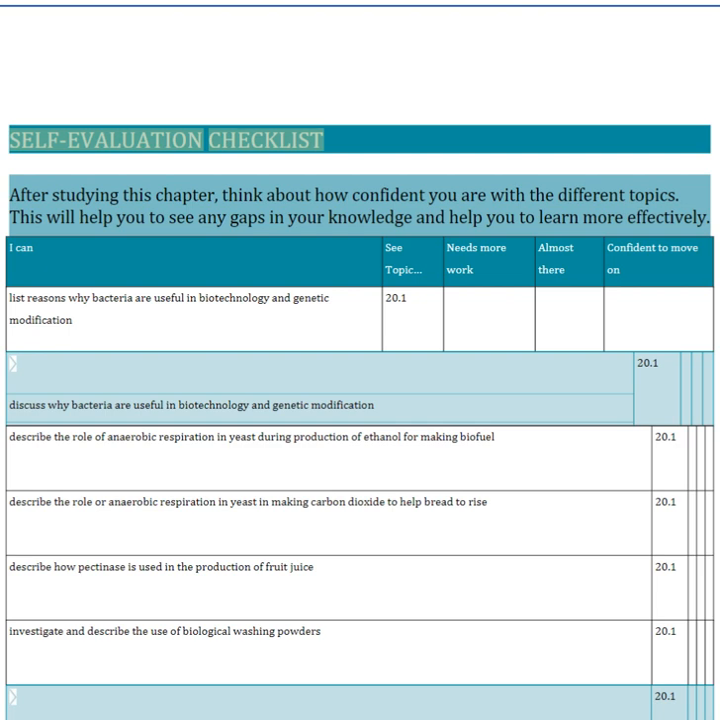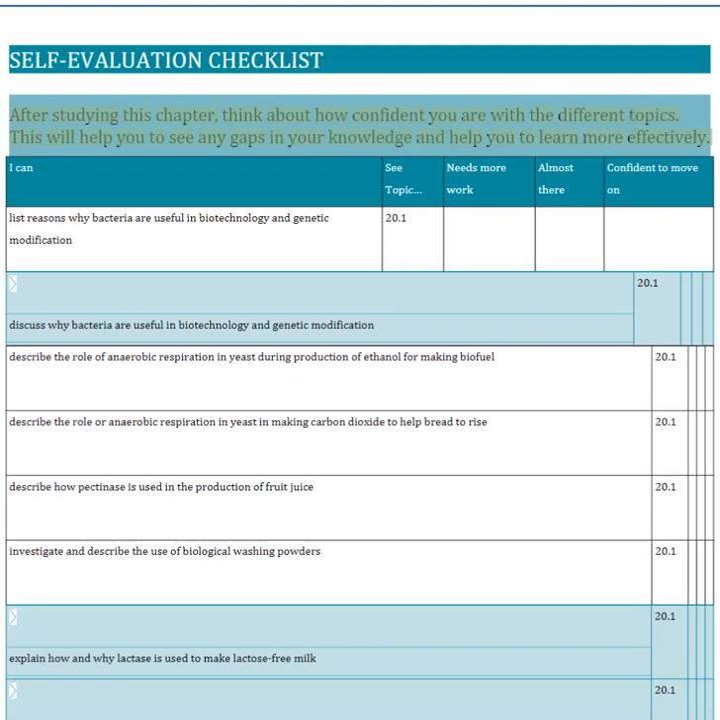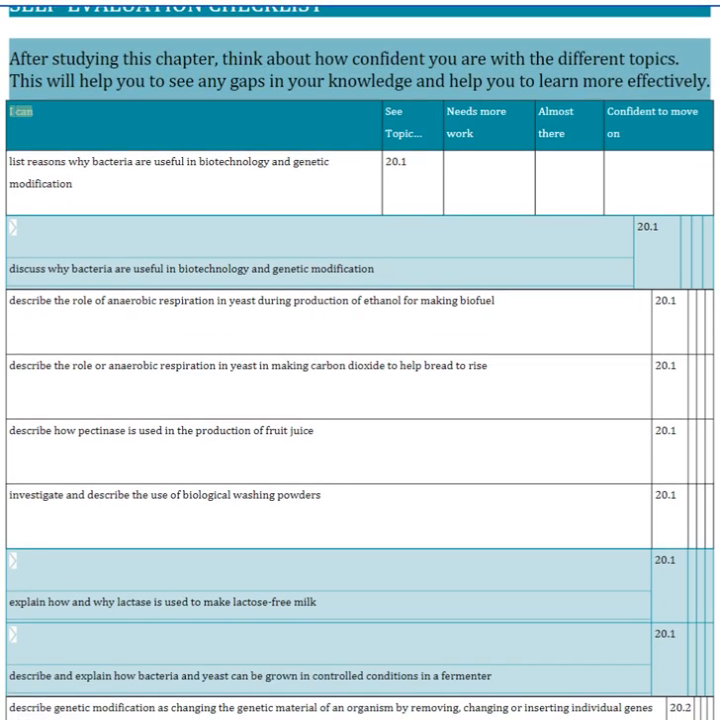Self-evaluation checklist. After studying this chapter, think about how confident you are with the different topics. This will help you to see any gaps in your knowledge and help you to learn more effectively. I can... See topic. Needs more work. Almost there. Confident to move on.